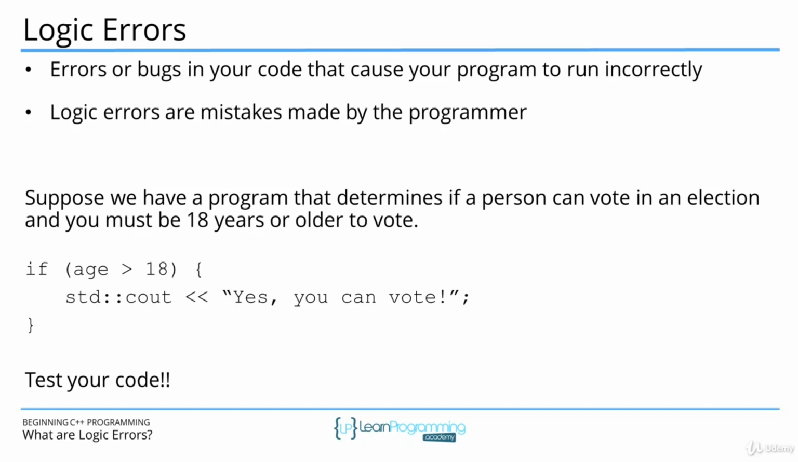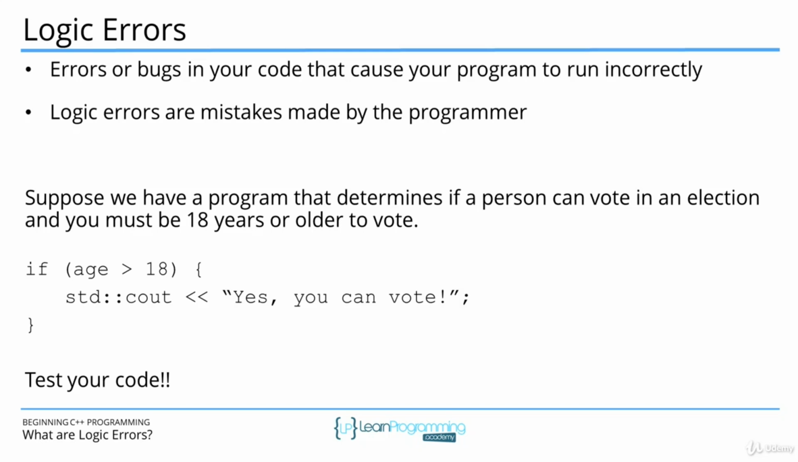Suppose we have a program that determines if a person can vote in an election, and you must be 18 years old or older to vote. We haven't talked about if statements yet in this class, but they're very intuitive, and I'm sure you'll follow this little piece of code. First, we test to see if the age is greater than 18. If it is, then we execute the code that's inside those curly braces. Do you see the error?